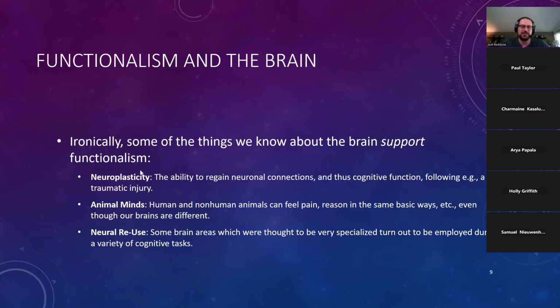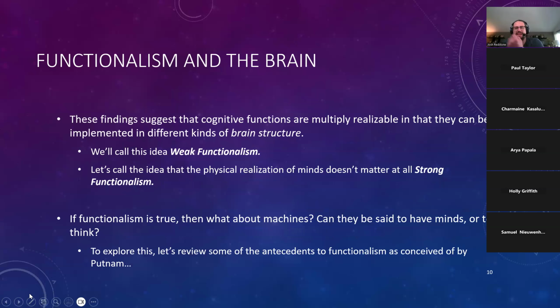So all of these things, neuroplasticity, the difference between human and non-human minds, neural reuse, all point to a sort of weak version of functionalism. So that's weak functionalism. We'll call the idea that the physical realization doesn't matter at all strong functionalism.